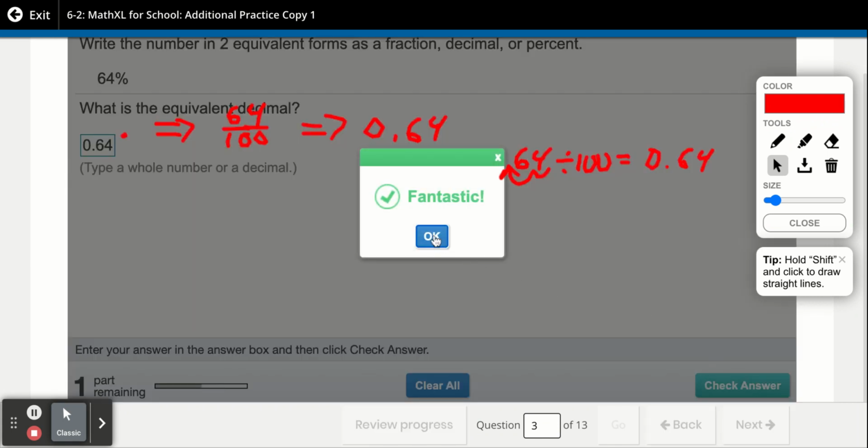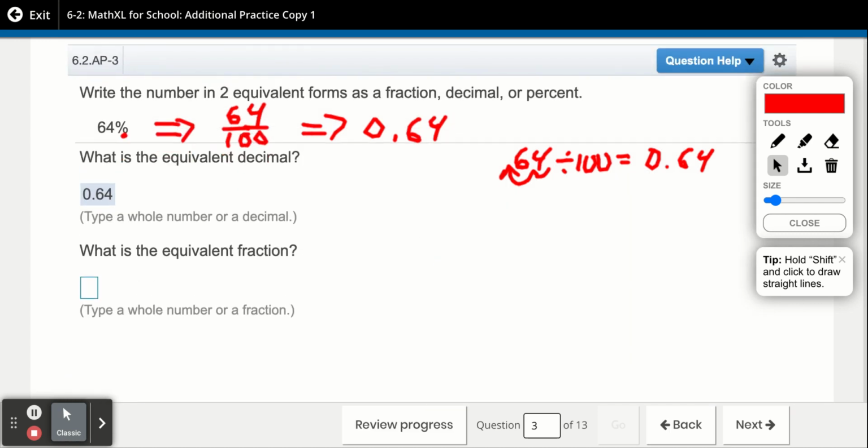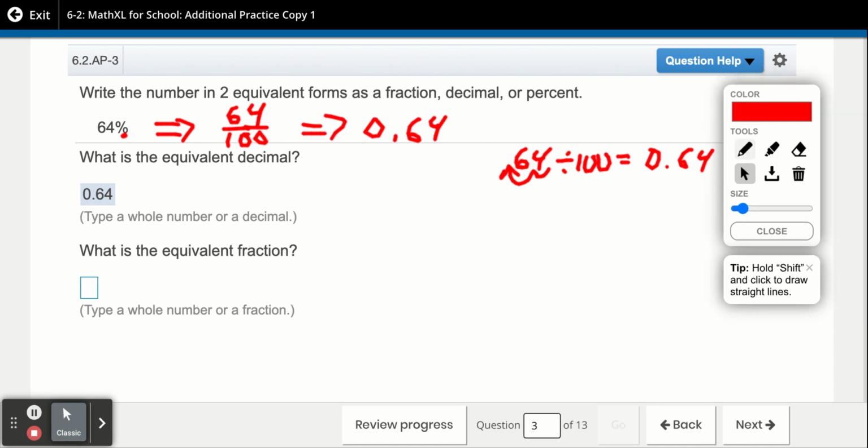It's spot on. That's good. So we got two ways of going about going from percent to decimal. And if we go on to our next problem here, what is the equivalent fraction? We already have a fraction. That first method we used generated a fraction.